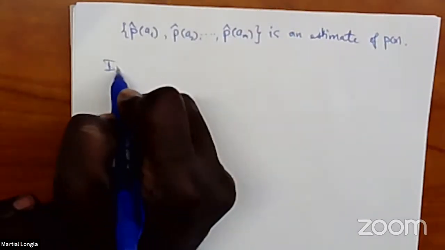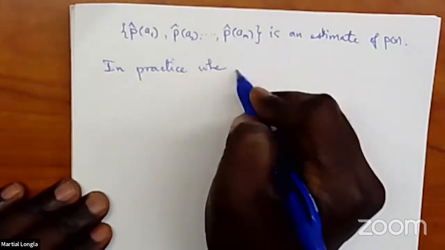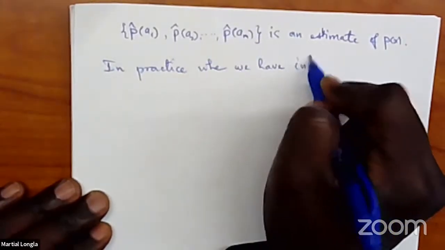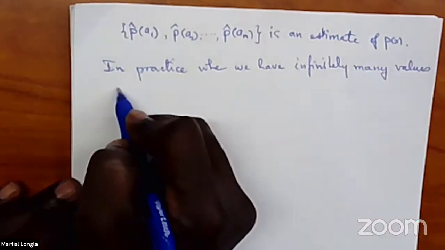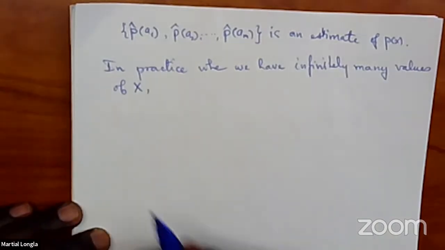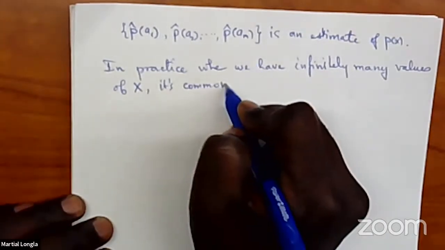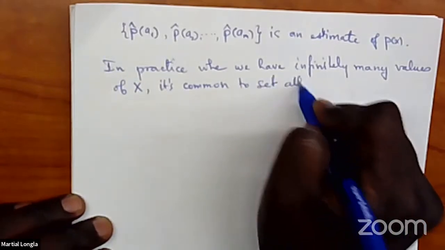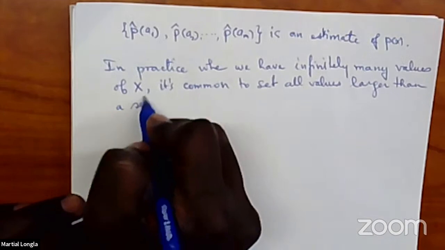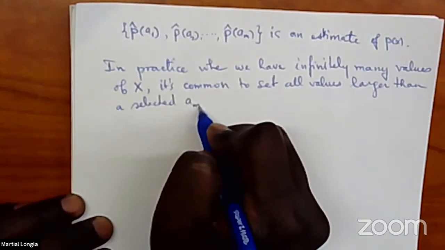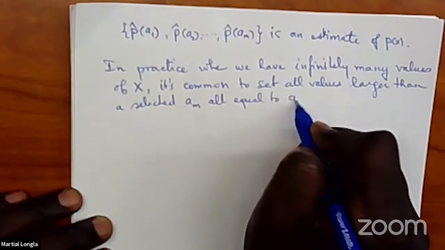Now, in practice, when we have infinitely many values of x, then it is common to set all values larger than a selected AM all equal to AM plus 1.